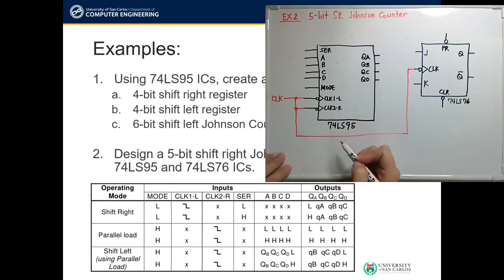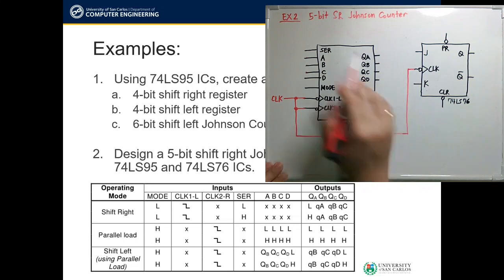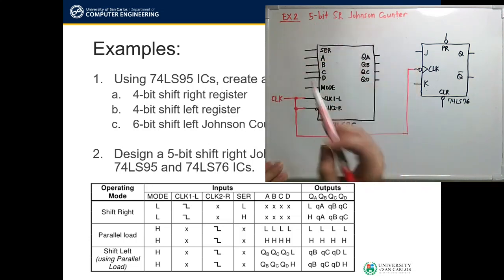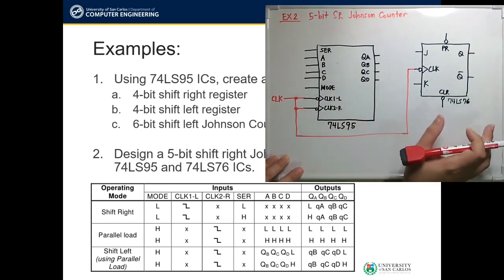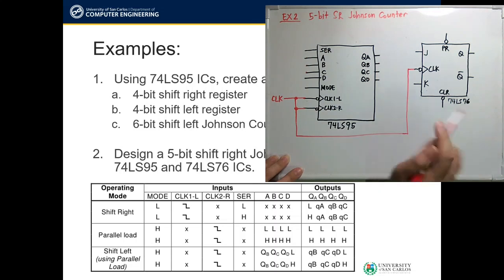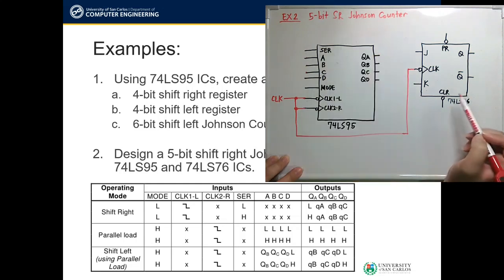Okay, so we now have our 74LS95 here and our 74LS76 here. So we just need one JK flip-flop to complete our 5-bit shift right Johnson counter. We need to identify which ones are at the left and at the right side of our shift register. In this case, since we are creating a Johnson counter, it is more convenient if we assign 74LS76 as our rightmost output because of this complemented output that we can see here.